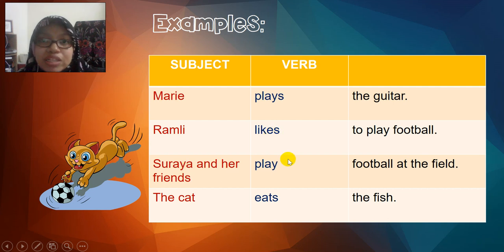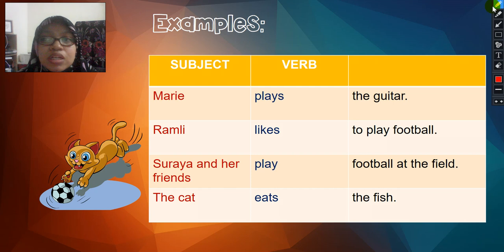Suraya and her friends play football at the field. The cat ate the fish. Okay, please look carefully.